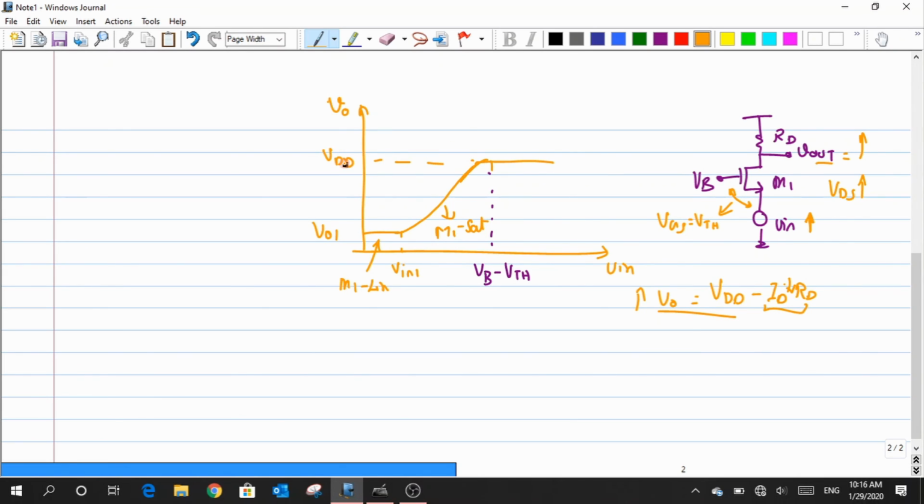So in this case, I have M1 in the cutoff regime. As you can see, we always travel either from cutoff to saturation to linear, or even when we go in the reverse direction, we start from linear, get into saturation, and then get back to cutoff. There is no way I could jump from linear to cutoff. I always pass through saturation. Clear?